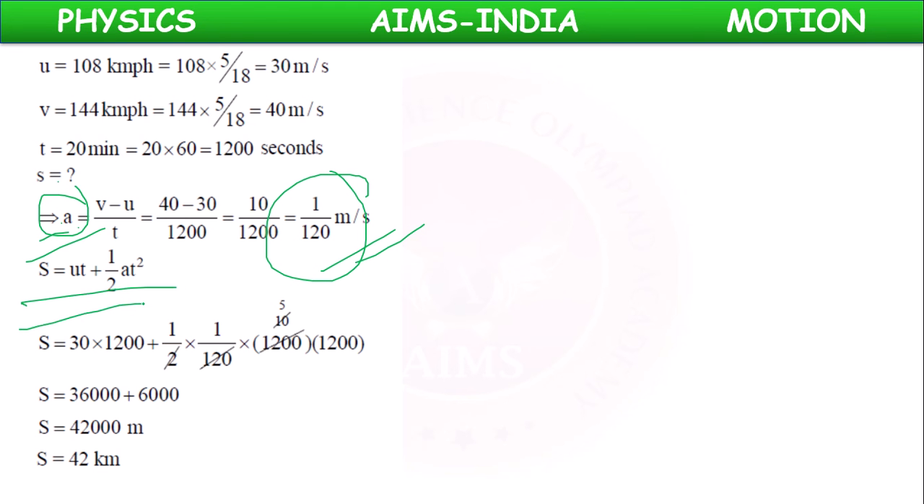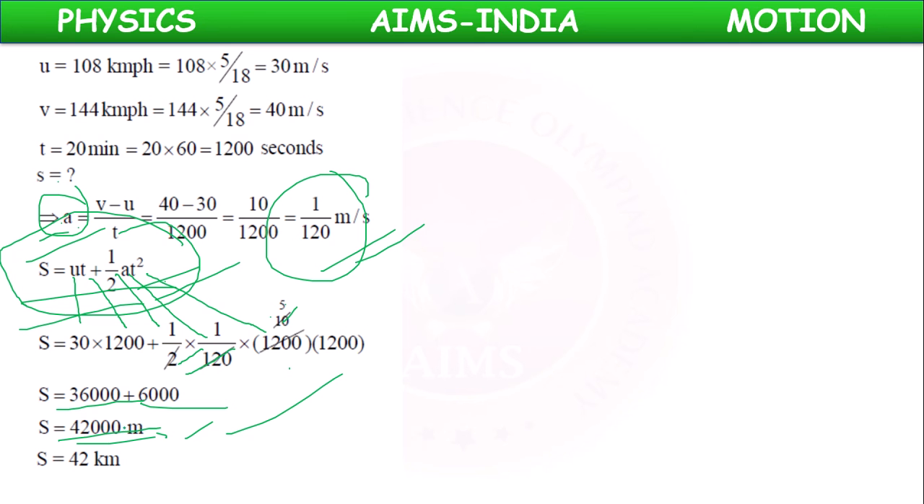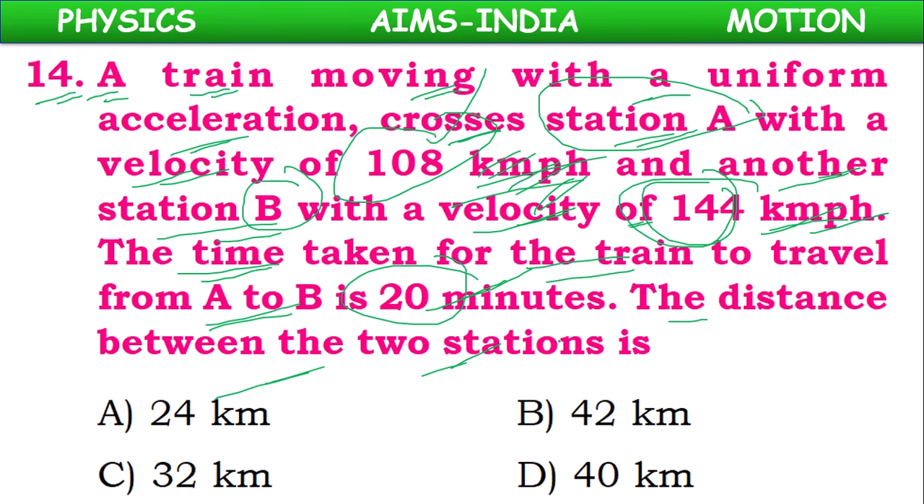Now, by using this formula, s equal to ut plus half at square, and by substituting these values, u 30, t 1200, half, a 1 by 120, t square 1200 whole square, and after simplification, here 120 10 times 1200, 2 5 times 10, so 36,000 plus 6,000, 42,000 meter, which is equal to 42 kilometer. This is the distance between station A and station B. Option B is right.